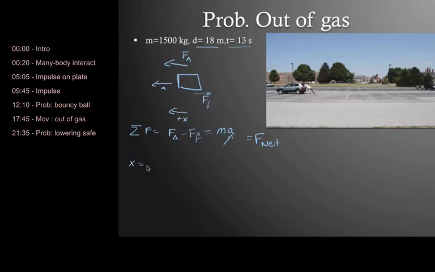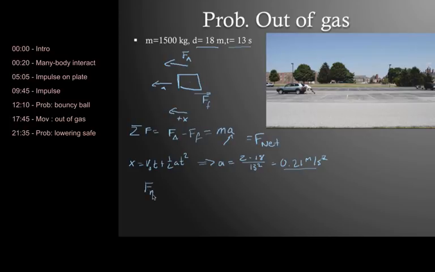x is going to be equal to v initial t plus 1/2 a t squared. So then I'm going to basically solve for a, and that's going to be 2 times 18 all over 13 squared, which is 0.21 meters per second squared. So we weren't able to accelerate this car very fast.